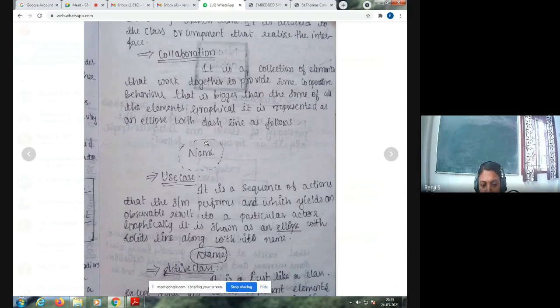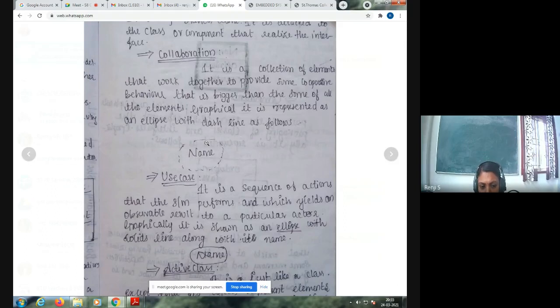Then you have use case. A use case is a sequence of actions that the system performs, and it will give an observable result of value to the end user, to the particular end user. Suppose I'm searching for a book in the library automation system. I have entered the accession number, and the system searches for all possible details regarding the book, like the author, the edition, etc. Everything is going on inside. There is an end-to-end activity going on inside the system, and finally it will return the result to me.